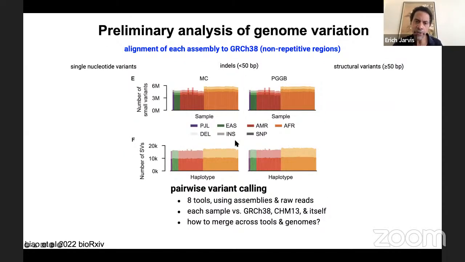Looking at indel diversity and structural diversity across these haplotypes, we can see, as expected, African populations have greater diversity, or an increasing number of variants relative to the current GRC reference, more than samples from the United States or East Asia and so forth, for both structural and SNP diversity.